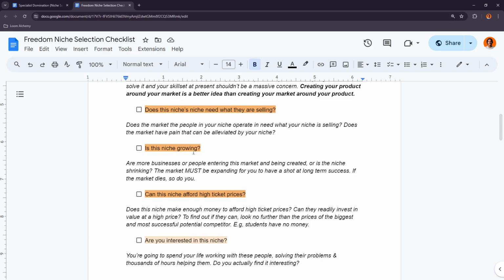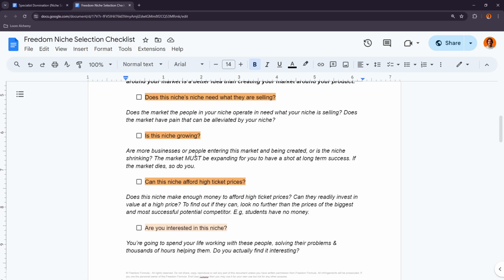Now the next thing is, can your niche afford high ticket prices? Does this niche make enough money to afford high ticket prices? Can they readily invest in value at a high price? To find it out, look no further than the prices of the biggest and most successful competitors that you have in this industry. For example, students don't have a lot of money, so I would never suggest you try to create something for students, because when it comes to paying, they don't have a lot of money. So you need to stay away from people who don't have a lot of money, because in that case it would be much more difficult for you to serve them.